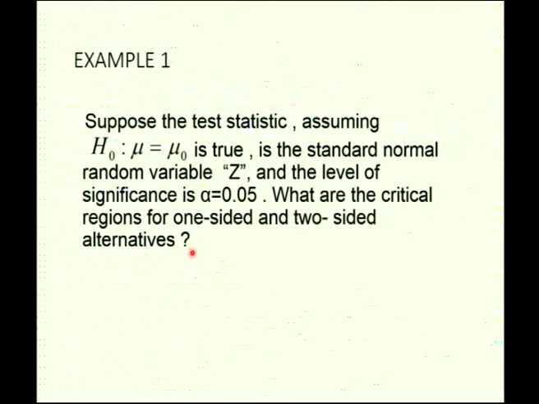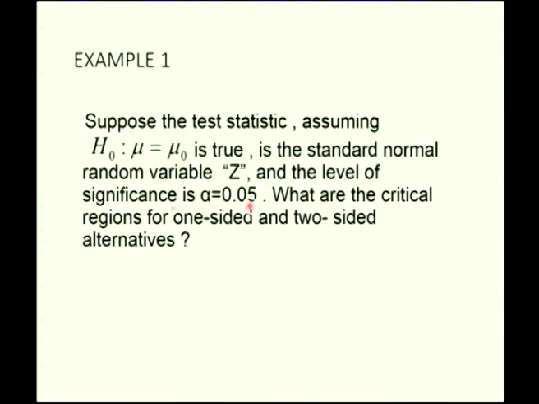Now, we shall see this example of how the critical regions are determined for one-sided and two-sided alternative hypotheses for a given level of significance. Level of significance given is 0.05. Now, suppose the test statistic, assuming H naught: mu is equal to mu naught is true, that is the null hypothesis is true, is the standard normal random variable z, and the level of significance alpha is equal to 0.05. What are the critical regions for one-sided and two-sided alternatives? Now, we shall identify the critical region using the standard normal distribution curve.